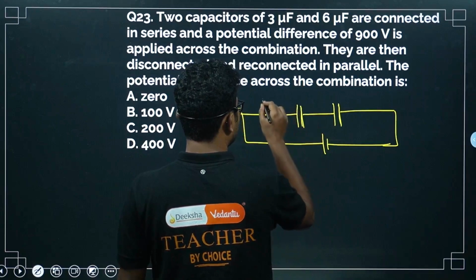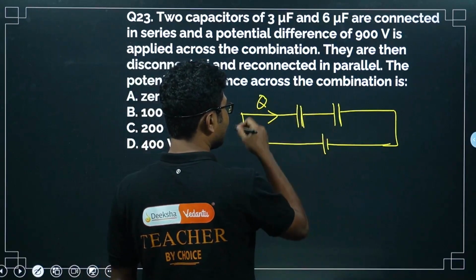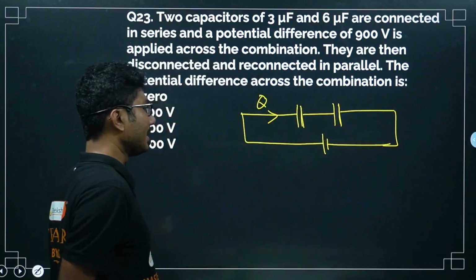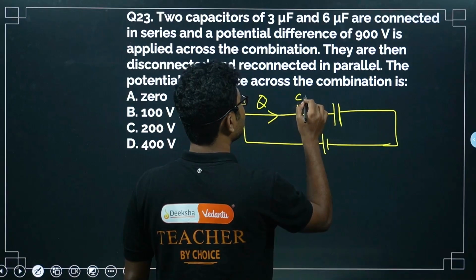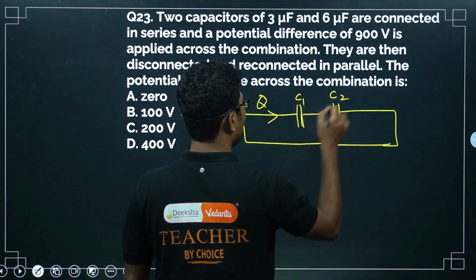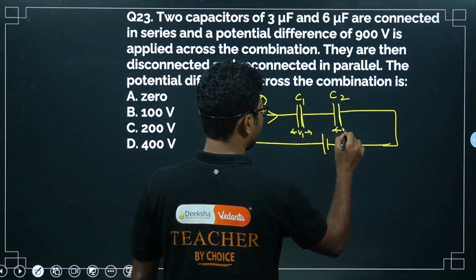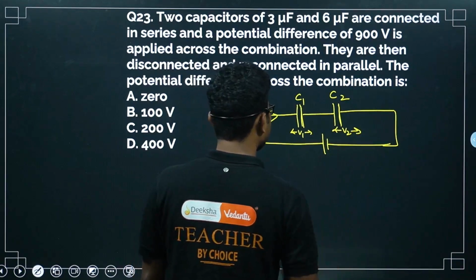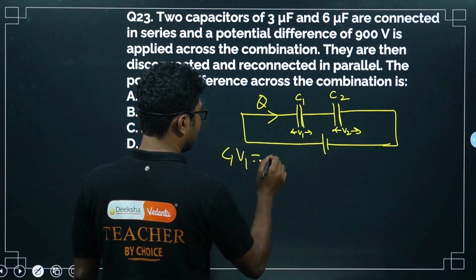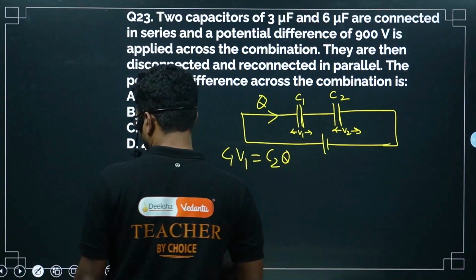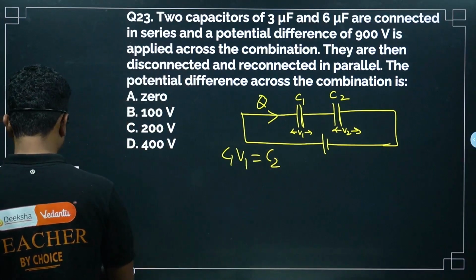Suppose the charge is flowing in a series combination, the charge is constant. Whatever charge goes through it has to come back to the battery. So if charge Q is passing through these capacitors, suppose this capacitor is C1 and this is C2, the voltage is different. This is V1, this is V2. Initially C1 V1 equals C2 V2 because the charge is the same on both of them.